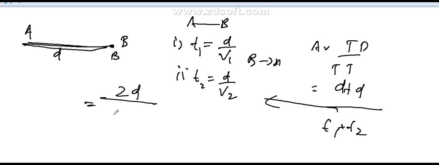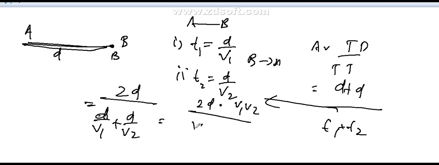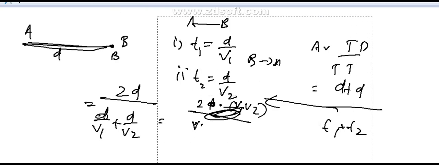What is this? 2D divided by T1, which is D by V1, plus D by V2. D, yes? So what will happen when we take it upside, both will get cancelled. This V1 will come here, so it will become V1 plus V2. Wait. 2 into V1 V2. Let me do it properly, it's 2 V1 V2, because Aditya and Pritham will not understand. Don't skip steps in exam, never.